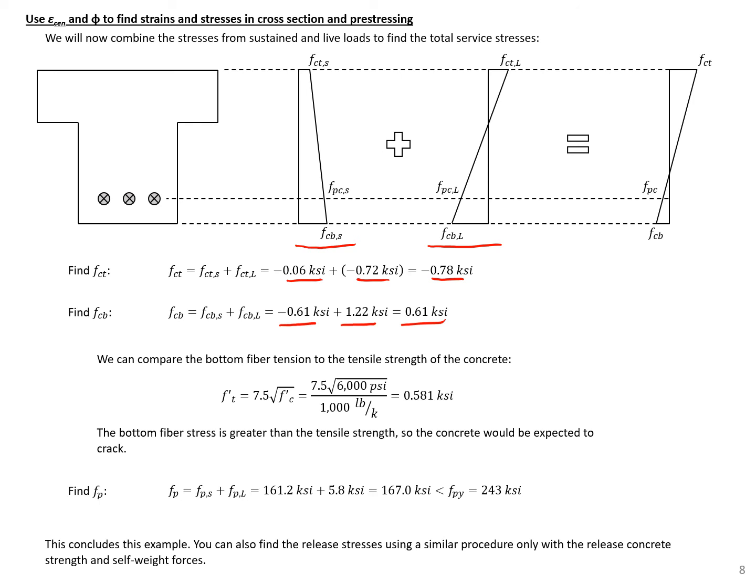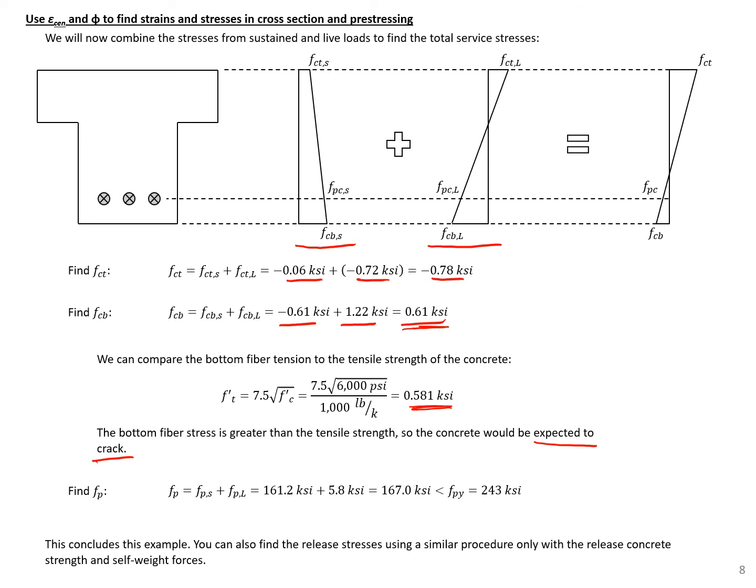So we can compare this stress in the bottom to the tensile strength of our concrete, 7.5 times the square root of F prime C. And we can see that our tension stress is going to be greater than the tensile strength of the concrete. So because of this, we would expect our section to crack. So if we wanted to prevent cracking, we would need to either increase the strength of our concrete or change our section shape, or we can add additional pre-stressing.